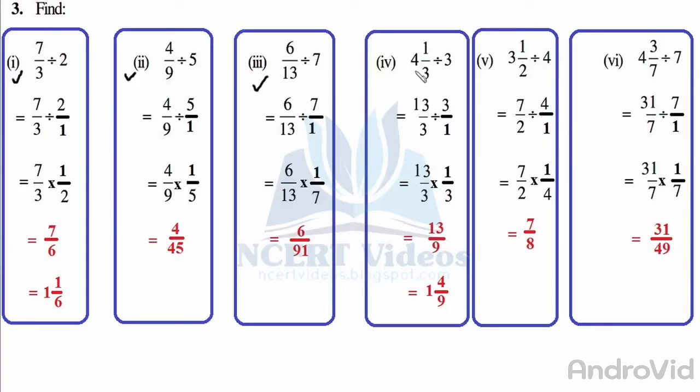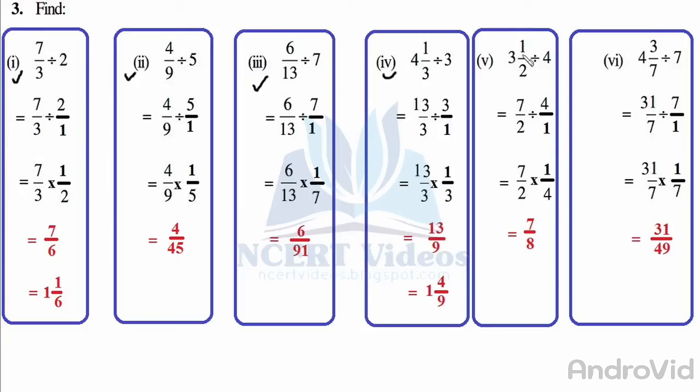Now opening mixed fraction, 12 plus 1 is 13 over 3 divided by 3 over 1. 13 by 3 as it is, changing sign, flipping the fraction. 3 over 1, 2 1 over 3, now 13 over 9. Improper, so it is 1 and remainder is 4 over 9.